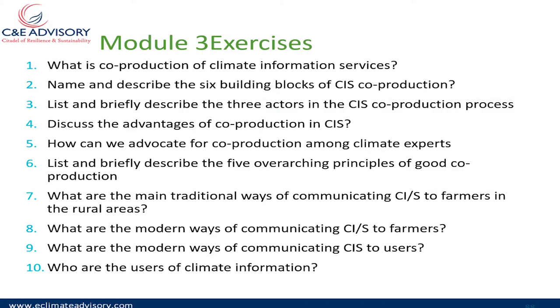Number 6 is, list and briefly describe the 5 overarching principles of good co-production. And this one, I didn't speak about it in this, but it's in the notes that you'll be given. And then number 7 is, what are the main traditional ways of communicating climate information to farmers in the rural areas? Number 8 is, what are the modern ways of communicating climate information service? And then 10, who are the users of climate information?